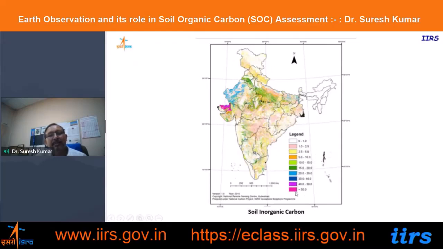The purple color shows more than 50 units. This is present in the dry regions, Gujarat, Kutch area. Here you see the distribution of inorganic carbon, not organic, meaning carbon present as calcium carbonate or magnesium carbonate, carbonate forms present in the soils. So this was the estimate done at the country level in the National Soil Carbon Project conducted by IIRS, ISRO.